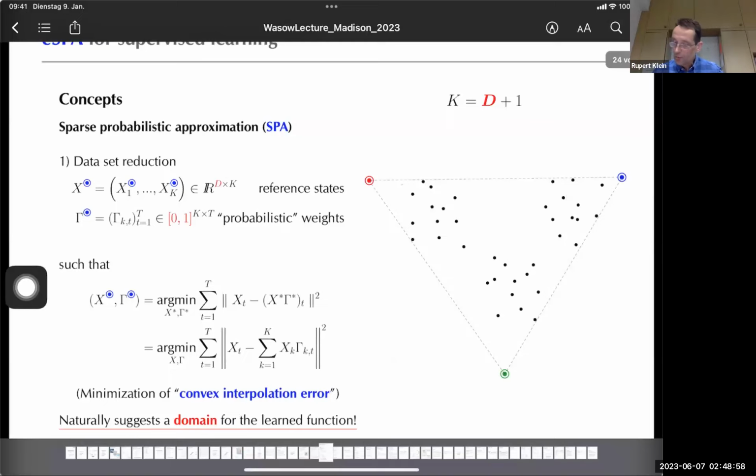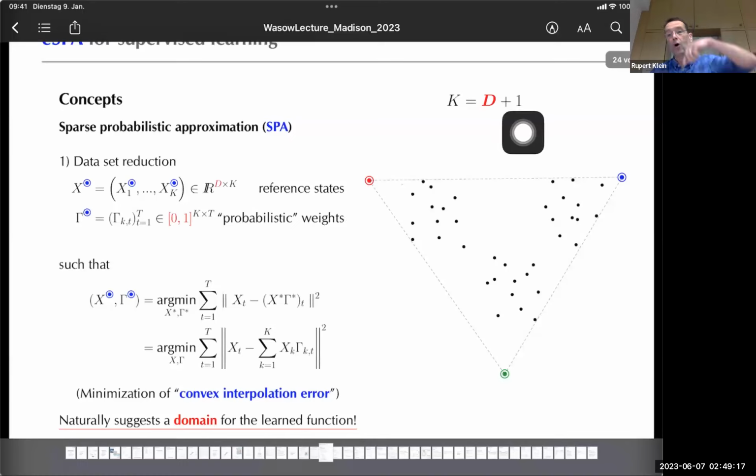And you want to minimize this convex interpolation error. The technology is called probabilistic approximation because it's done by this convex combination idea. Now, if the number of reference points is the number of dimensions plus one, you can always put a simplex around all your data and you can always capture all the data completely. That's not so interesting though, okay?